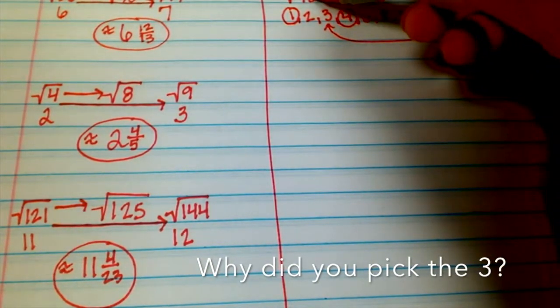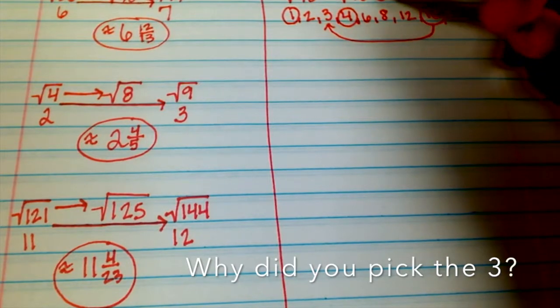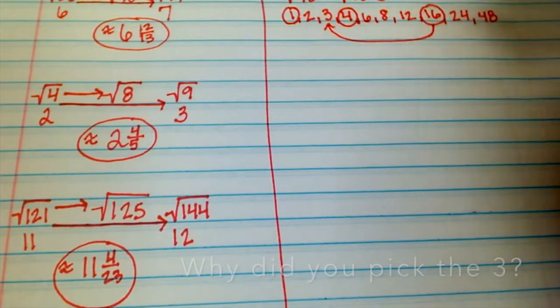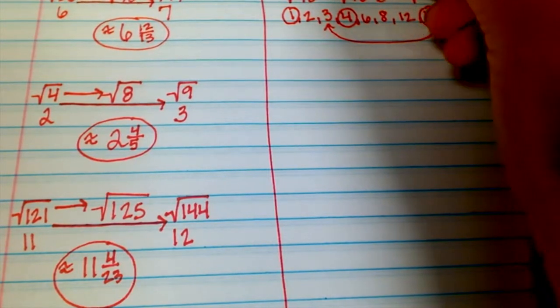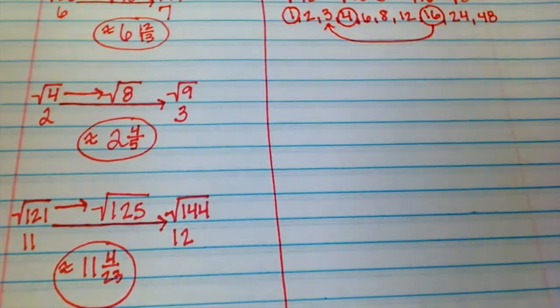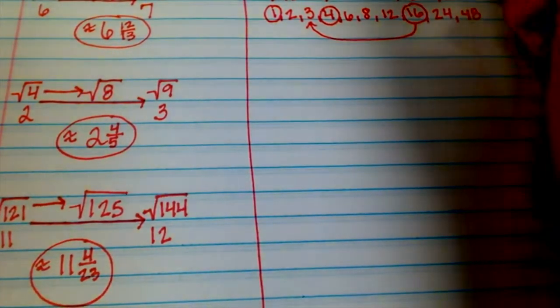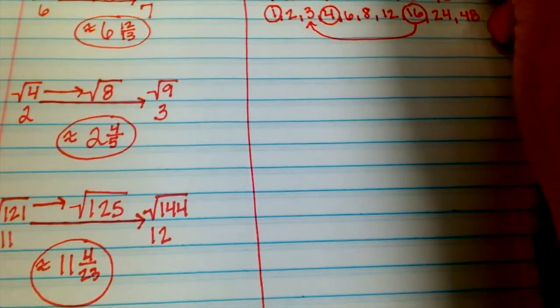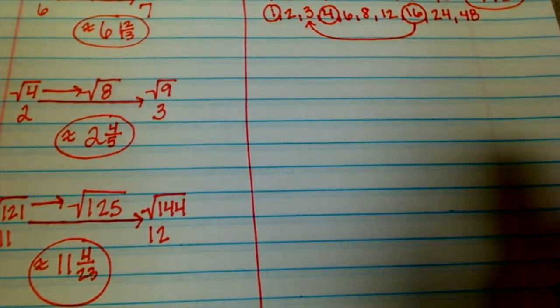Because 48 has to be the same thing that's going on here. So 16 times 3 is 48. Then I break this apart and I've got the square root of 16 times the square root of 3. And then I simplify. What is the square root of 16? 4. So this is just 4 times the square root of 3.